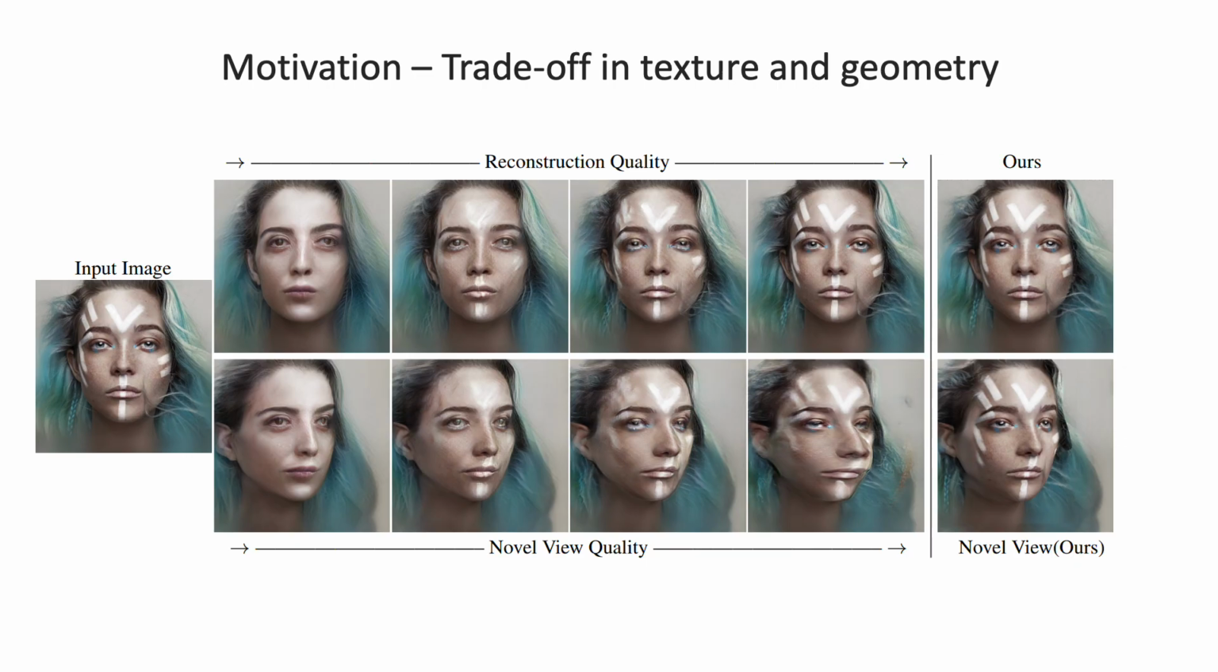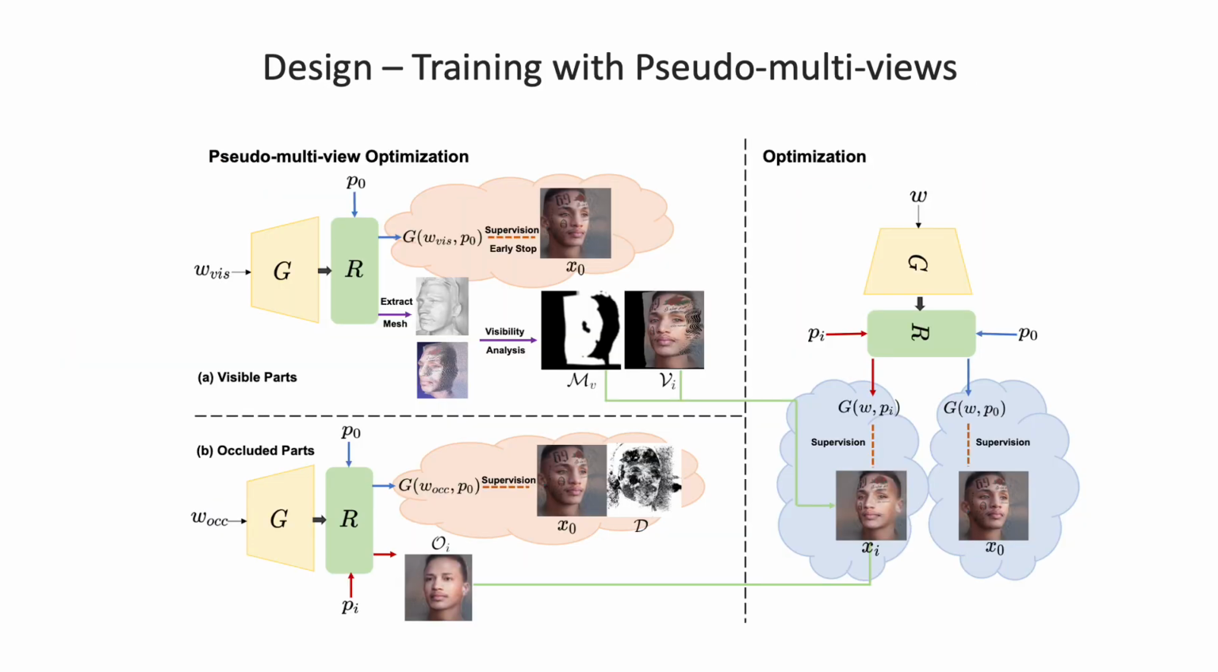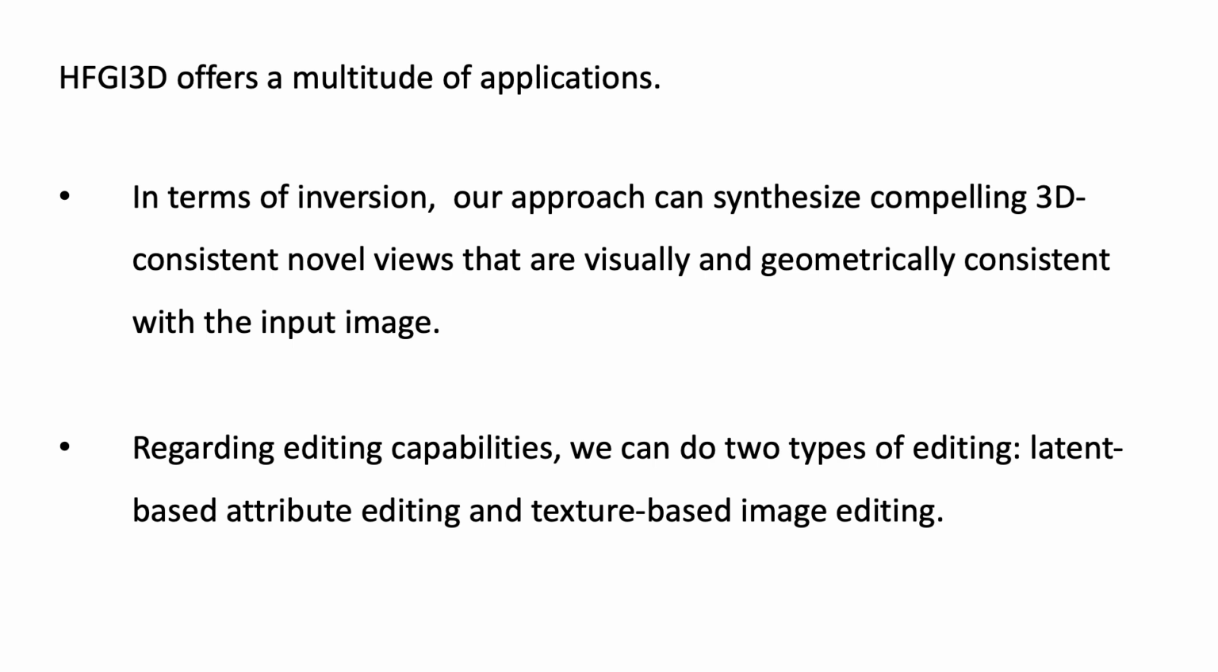The motivation for our work is to directly utilize 2D GAN inversion methods for 3D GAN while causing the least 3D collapsing during the optimization. So we design our method to train with pseudo-multi-views, which helps to keep the 3D availability of 3D GAN when optimizing. HFGI 3D offers a multitude of applications which we hope will contribute to the community.